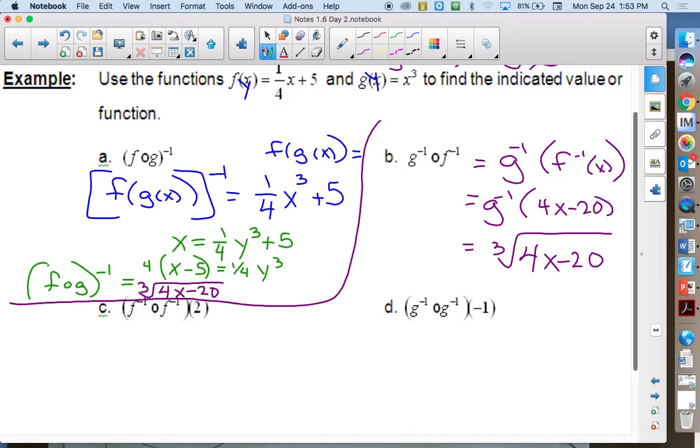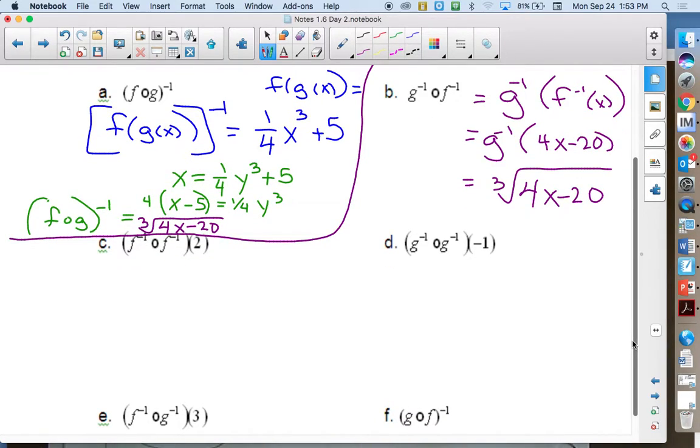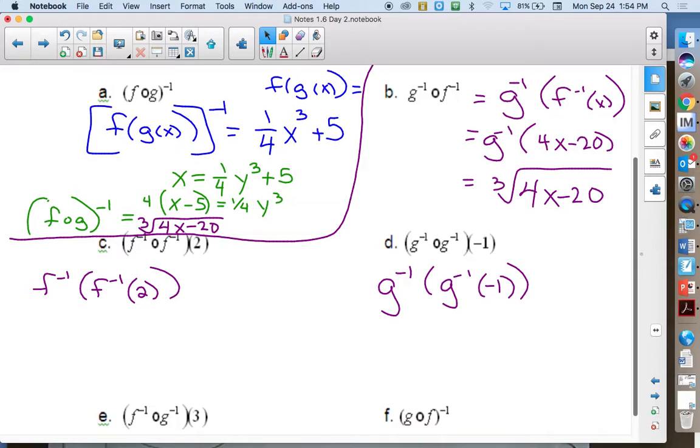So what I'd like you to do is see if you can work on C and D. You're plugging in a 2 or a negative 1, but you're using the same function. You can plug the 2 in first with the inverse, or you can get the inverses together and then plug the 2 in last for x. Totally up to you. But C, you're looking at the inverse of f with the inverse of f. D is the inverse of g with the inverse of g. So you're only using the inverses in C and D. And also, I think, E.